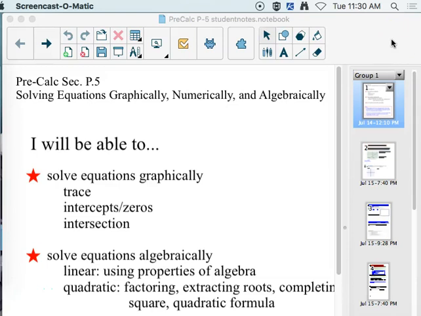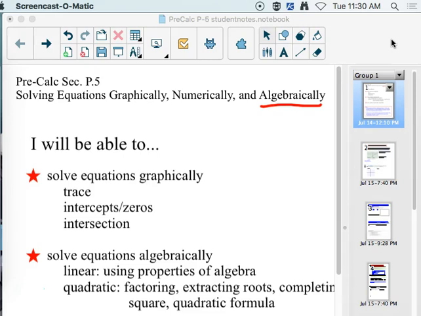So section P5 says we are going to solve equations graphically. That's why you need a graphing calculator today. And numerically, which is, well, sometimes we will use the calculator to do that. Other times we're going to go ahead and do the algebra. And that's the key anyway. In here, if you don't show the algebraic thinking through a problem, you're not getting the points. That's just how it is.